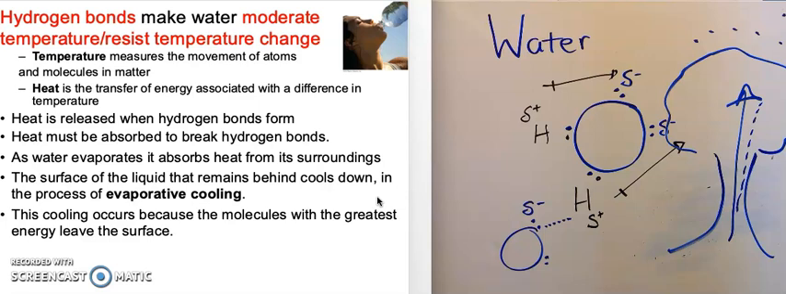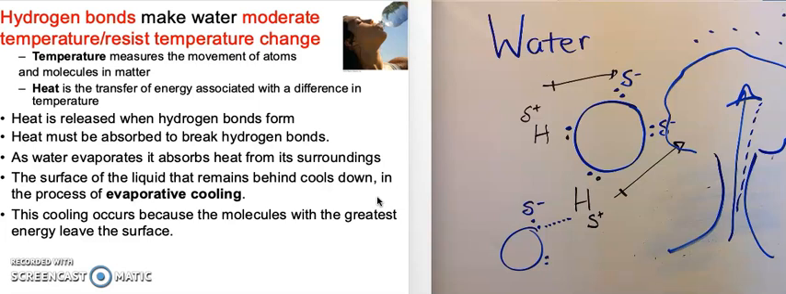Another important property of water is its ability to moderate temperature. It takes an incredible amount of energy to raise the temperature of water. In other words, water has a high specific heat. And when you do reach that temperature that allows it to break the hydrogen bonds and evaporate, it cools the area it leaves behind.